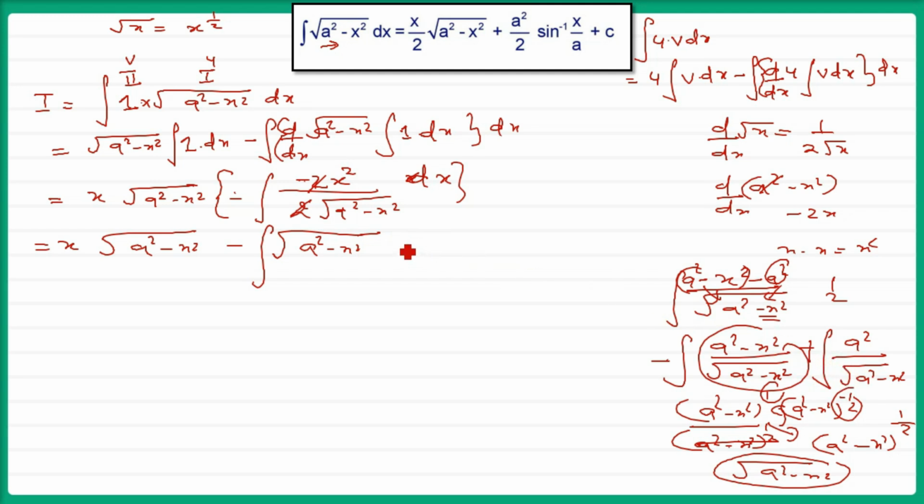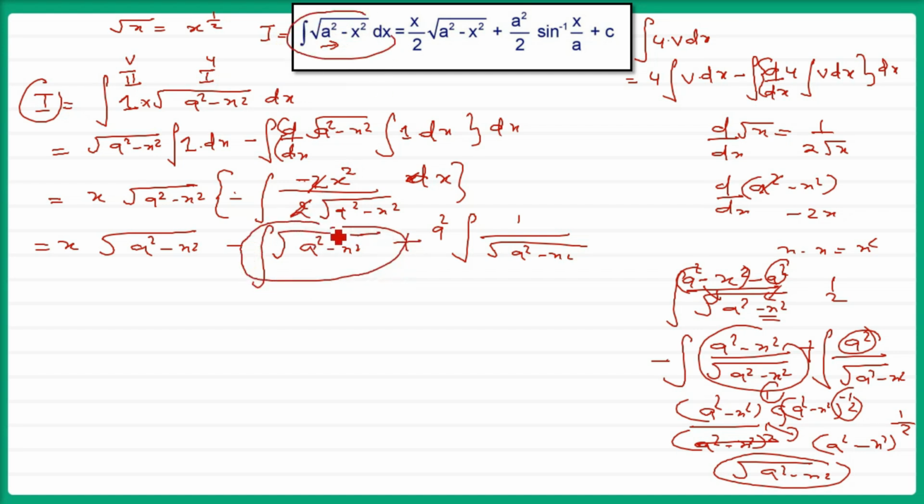So a square you can take common. So plus a square you just take outside. And after this integration you have 1 divided by under root a square minus x square. Now we have a direct result. See, there are two things which need explanation here. First is under root a square minus x square is the actual term from where we started. It is I only. From here only we started.